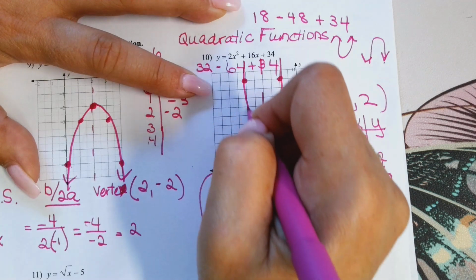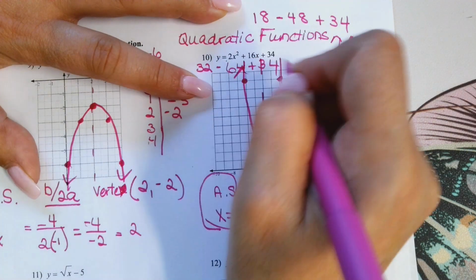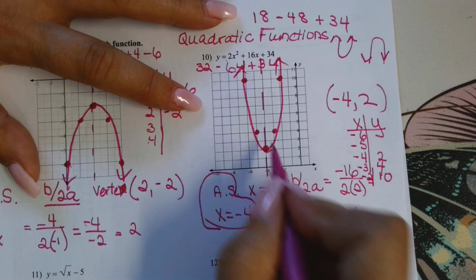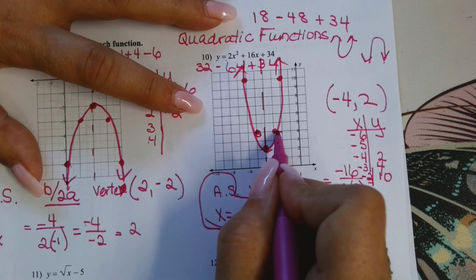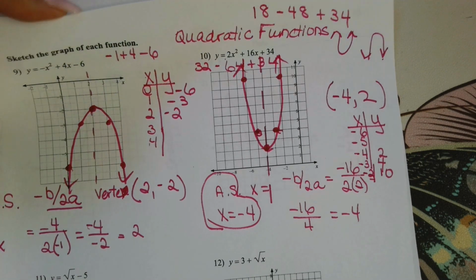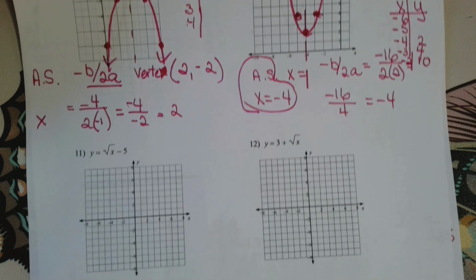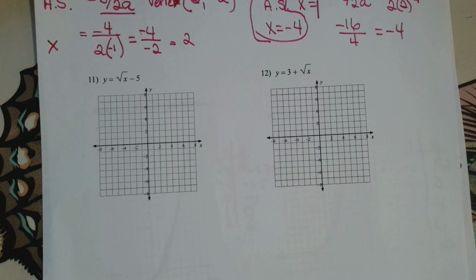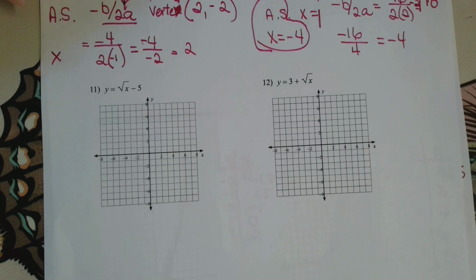Remember, this is curvy. Do not make it pointy. This is a parabola. Sorry about that. Just make it bigger if you can't make it right the first time. Okay? So that was numbers 9 and 10. Finally, 11 and 12.